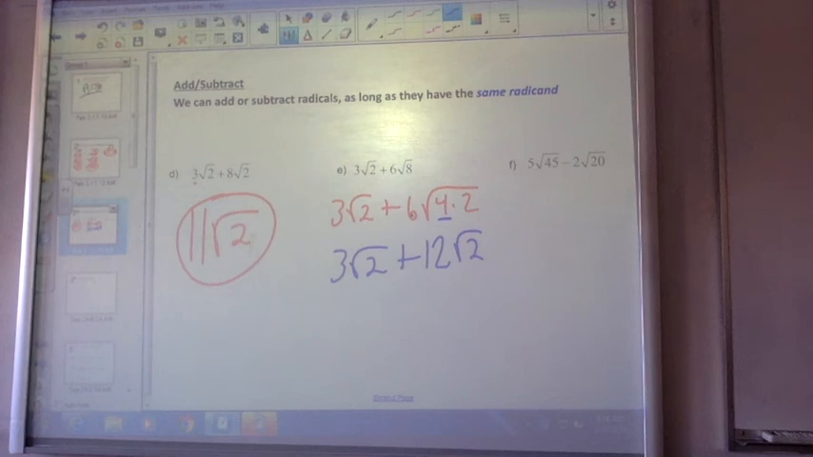On the previous problem, letter D, you just added the 3 and the 8. Yep, outside to outside. But this one's also outside to outside, with a 3 and a 6.